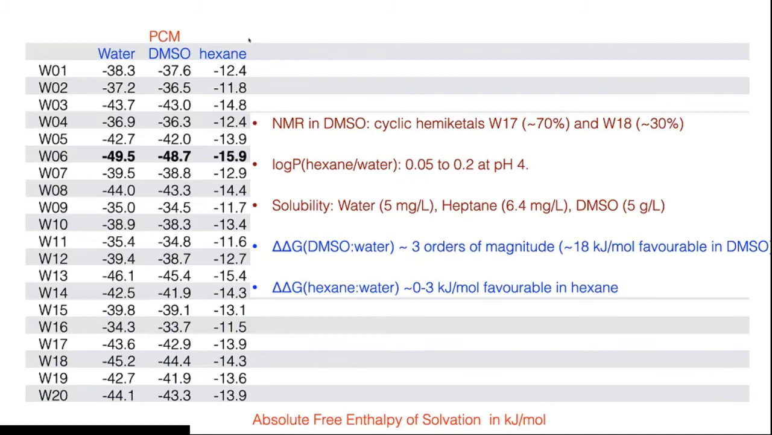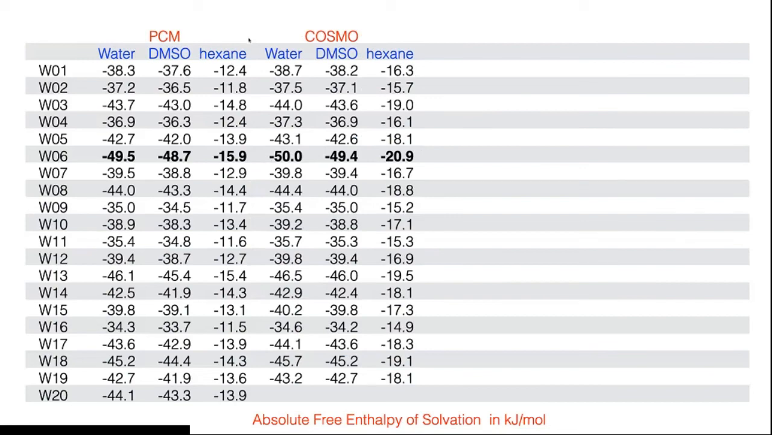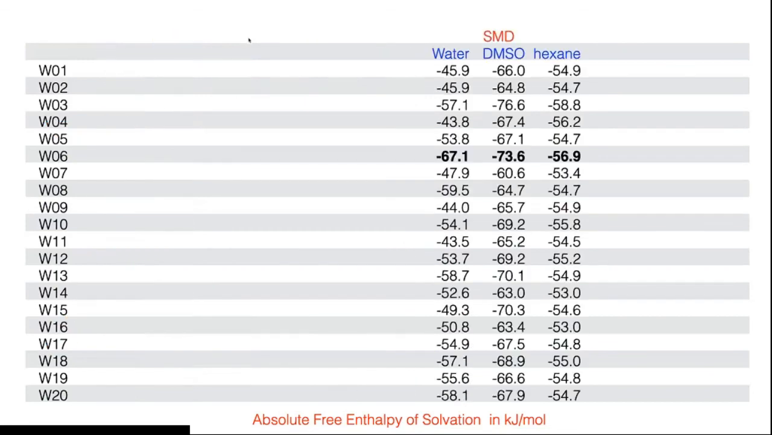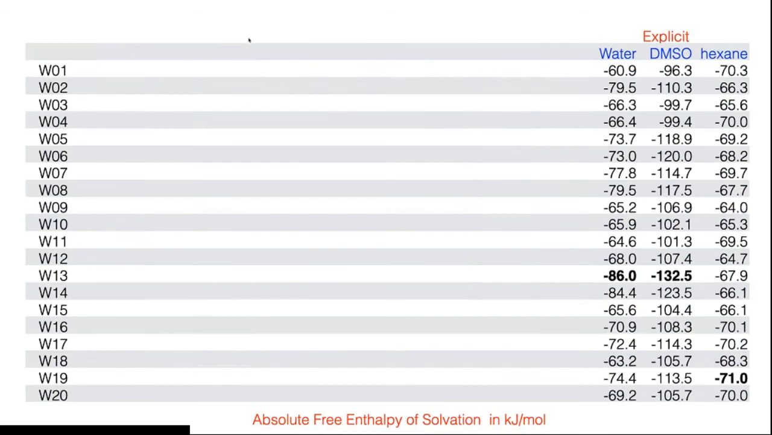We knew log P in octanol and water. We knew solubility in water and heptane, because it's highly soluble in DMSO and sparingly soluble in water and heptane. So based on this data, we know that the free energy difference between DMSO and water is roughly 3 orders of magnitude. But we don't see that trend here. And we know the free energy difference between hexane and water should be in a similar range. But again, with the PCM, we are not seeing that kind of pattern. The same thing applies with COSMO and SMD. Then we did the explicit free energy calculation, and again, we did not see any trend.